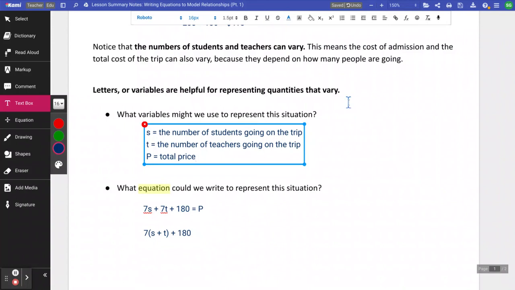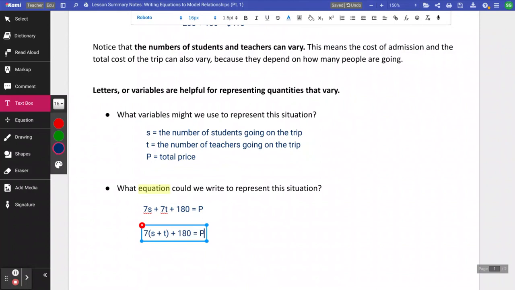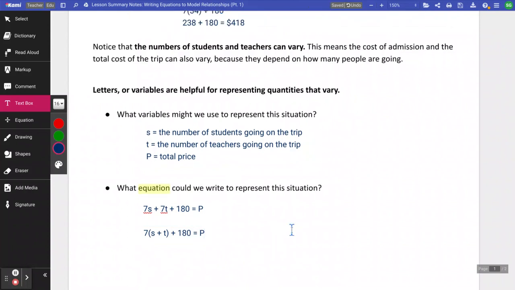When we're thinking about what's varying in this situation, the total price is also varying. It's going to change depending on how many people are going. So both of these I'll end with equals P. Now, in your equation, you might use different letters for your variables. That's totally okay. The key here is the mathematical relationship happening between our numbers and our variables. You might use X and Y for students and teachers, but I still should be able to find we're multiplying the students and teachers by 7.